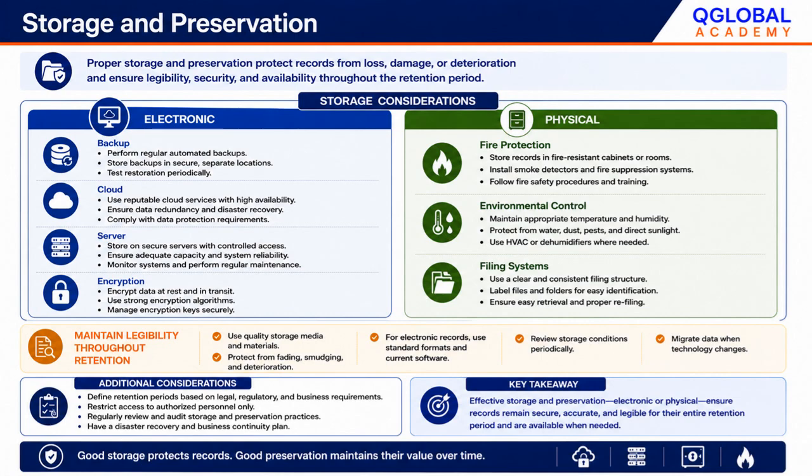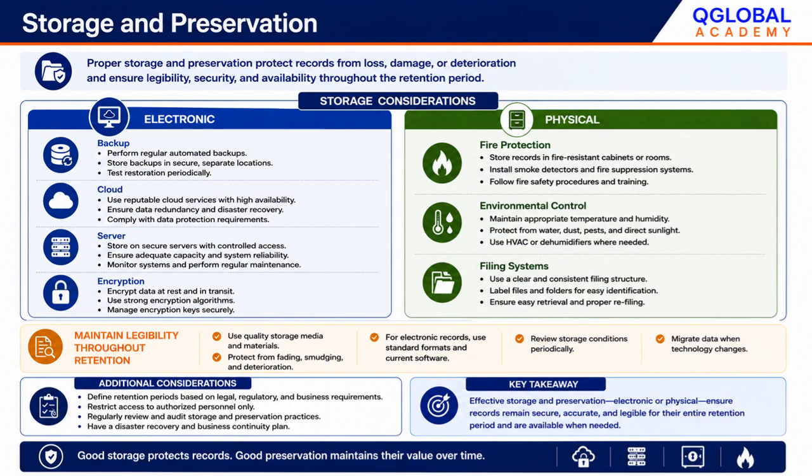Another important element is server management. Electronic records must be stored on secure servers with controlled access. Systems should have sufficient capacity and reliability to handle data loads. Encryption is also critical for protecting electronic records. Data should be encrypted both at rest and during transmission.